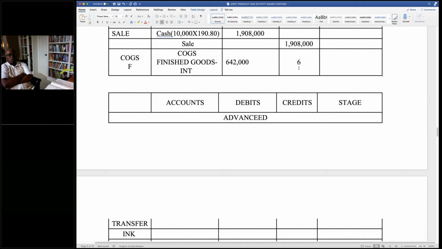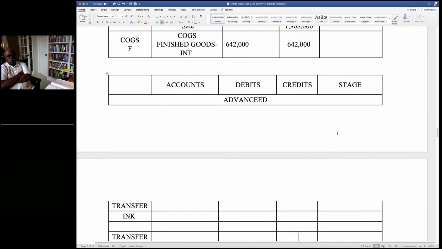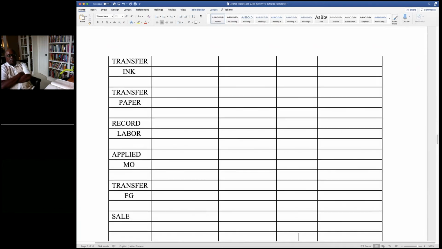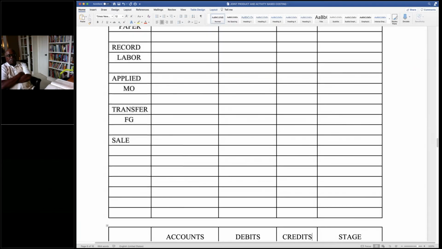Y'all get the idea of what I'm trying to do. All right, so we're gonna go down and try to post these. There's a little plus button. That's how you get a new line.